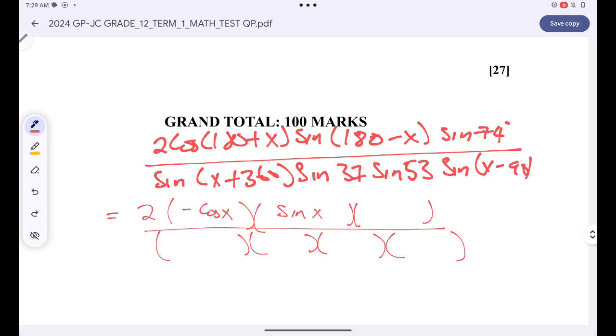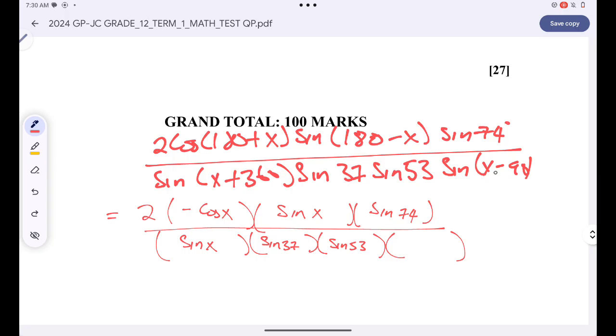And then I have sine 74. Since this angle is acute, for now I'll just leave it as sine 74 degrees. Sine 74 degrees, right? Okay, and then sine of 360 plus x. 360 plus x is in the first quadrant, guys. So in the first quadrant, everything is positive. I simply have sine x. I still have sine 37 and sine 53.